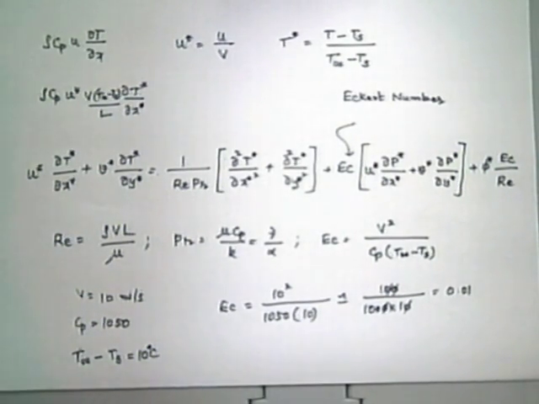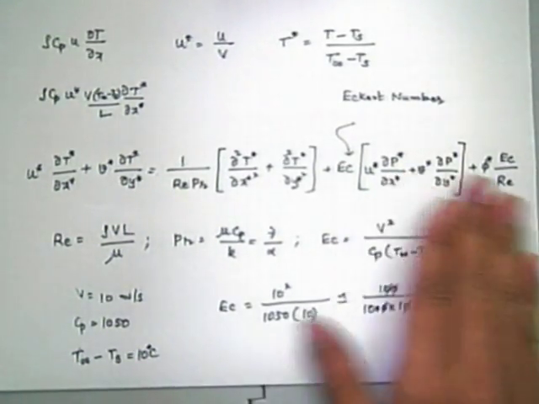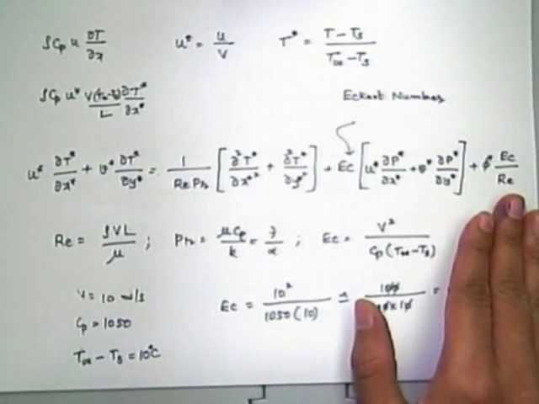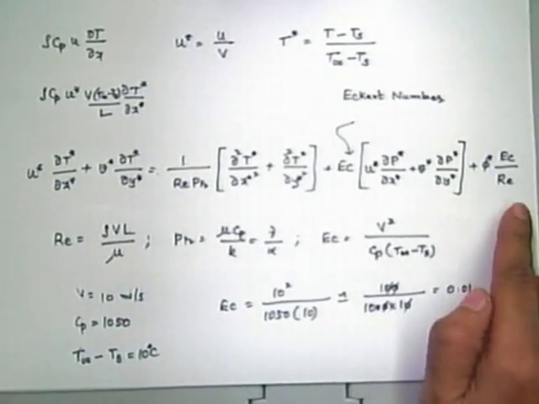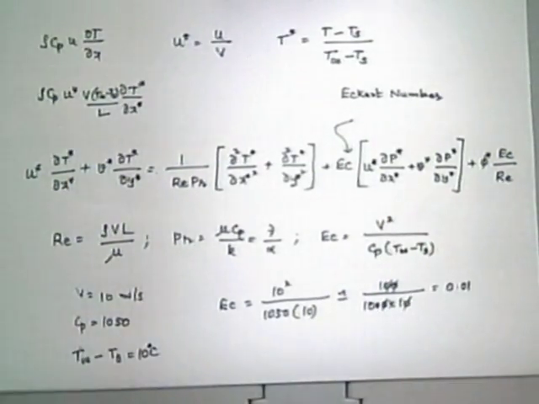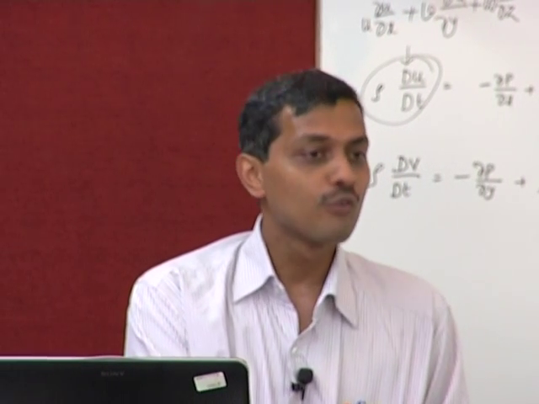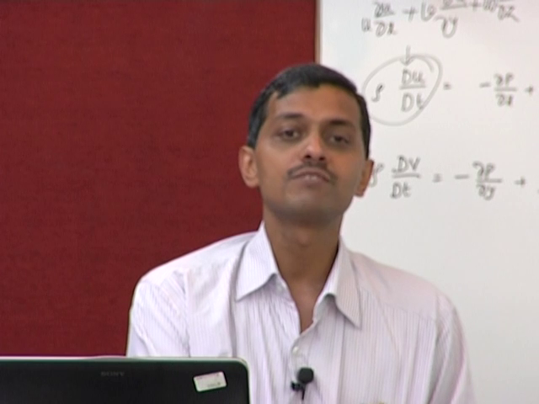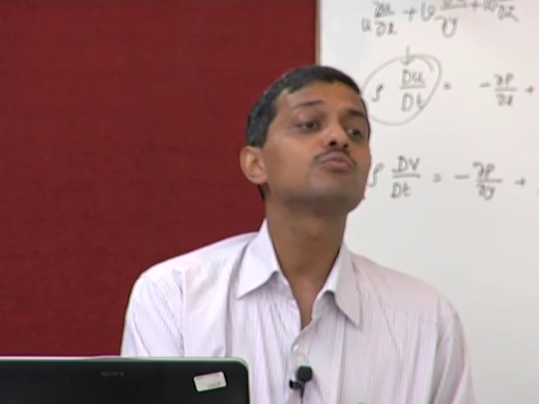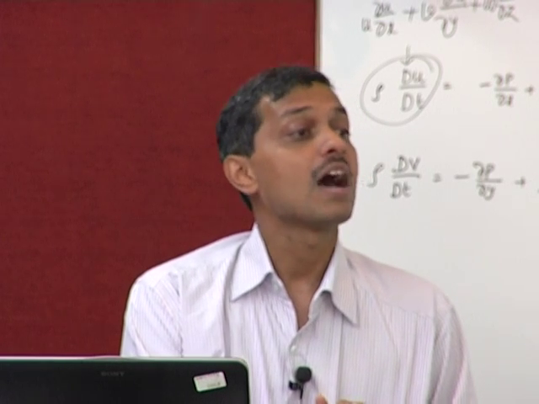Because I said that we usually do not take these two terms. One is the pressure term, another one is the viscous dissipation. These two terms in the energy equation, we do not take. Why? Can anyone answer this question? They are very small for low speed flows, subsonic flows, incompressible flows. It becomes important only in compressible flows, that is, high speed flows.